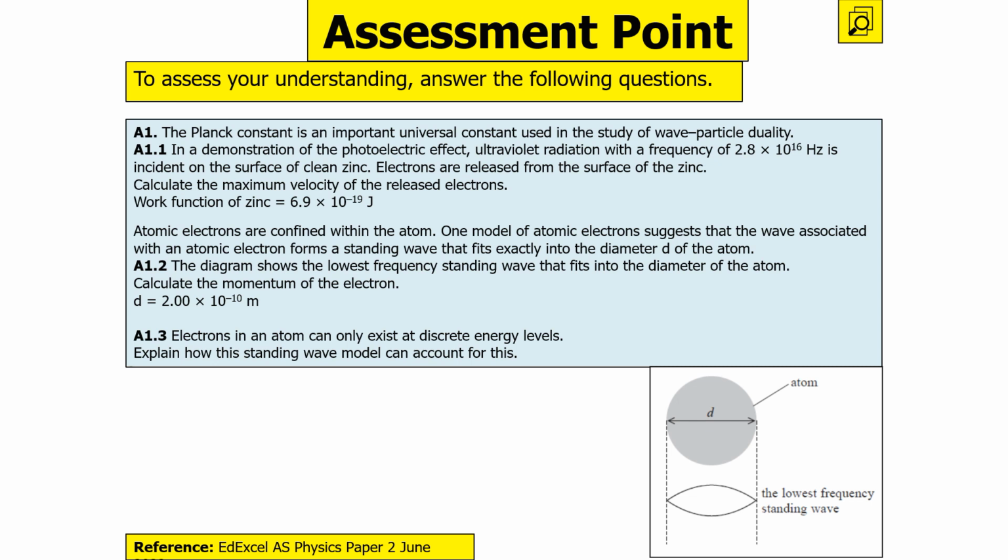Then electrons in an atom can only exist at discrete energy levels. Explain how this standing wave model can account for this. So pause the video now, then unpause the video when you want to go through your answer.